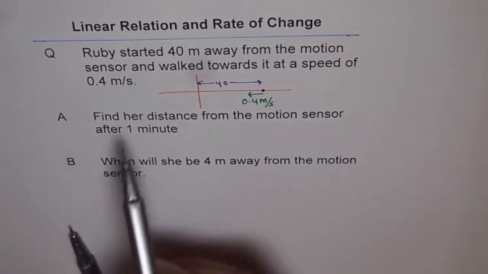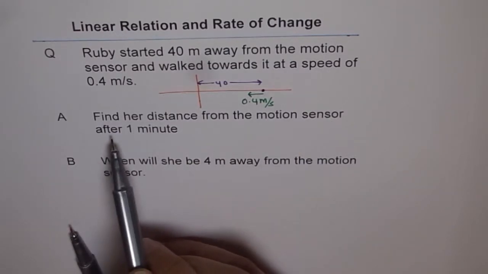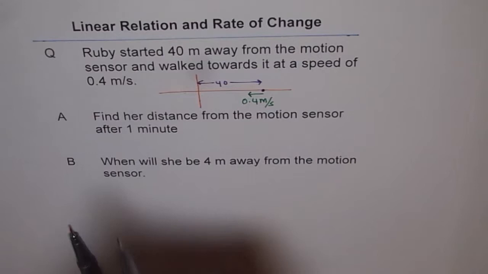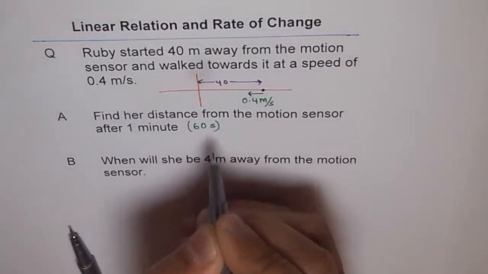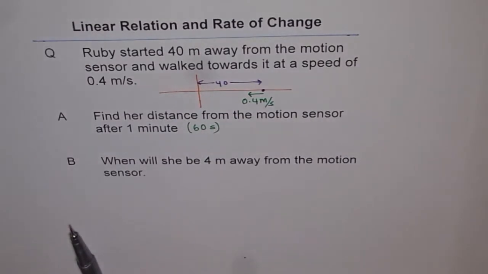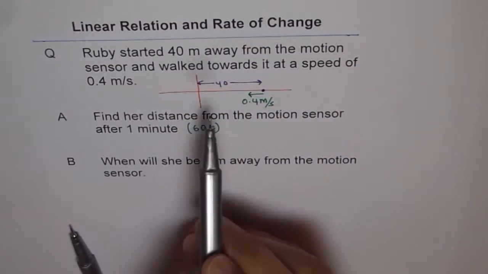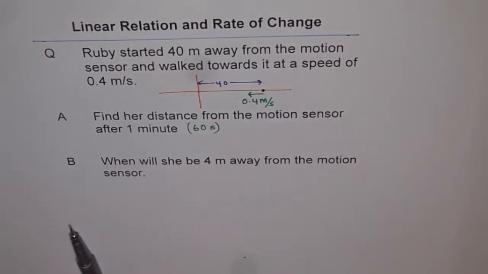The question is, find her distance from the motion sensor after 1 minute. Now 1 minute means what? 1 minute means 60 seconds, correct? So that means after 60 seconds, find her distance from the motion sensor. So initially it is 40, correct? So you can write your equation and then find it.